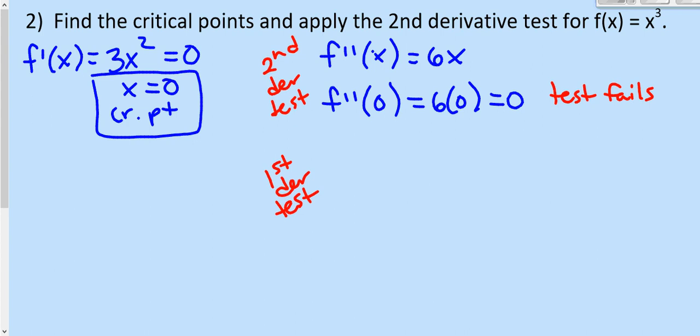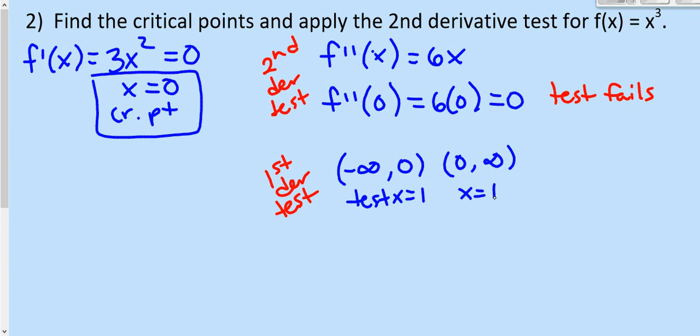So let's go ahead and make intervals. So we have negative infinity to 0, and we have 0 to infinity. Let's test x equals -1. Let's test x equals 1 into the first derivative. If we take -1 and square it and multiply it by 3, we get a positive. And if we take +1 and square it and multiply it by 3, we get a positive.